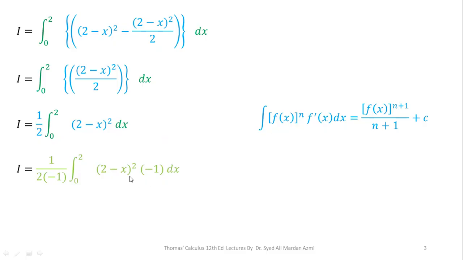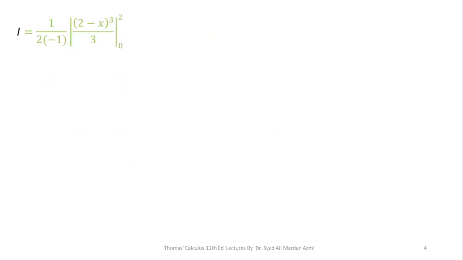So the integration of 2 minus x whole power 2 is 2 minus x raised to power 2 plus 1 over 2 plus 1. In the next step, we perform the simplification. And then I have applied the limits with the help of the fundamental theorem of calculus, upper limit minus lower limit. For the upper limit, I have replaced x with 2, and for the lower limit, I have replaced x with 0. Then 2 minus 2 is 0, and 2 minus 0 cubed is 2 cubed. So in the end, we get our result as 4 by 3.